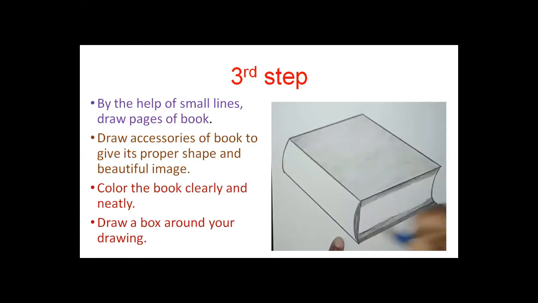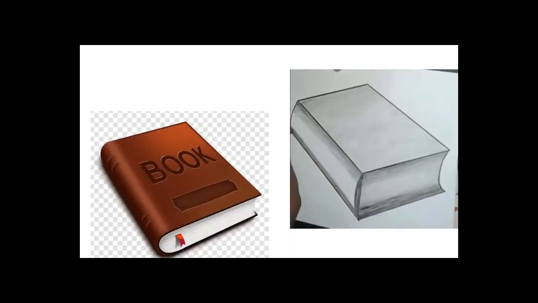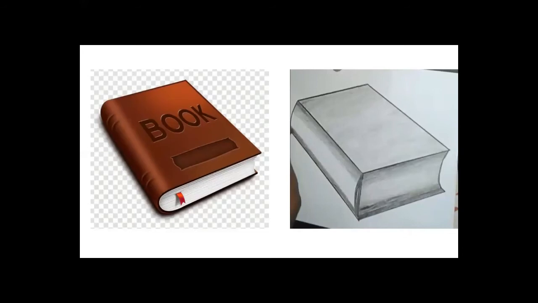Draw a box around your drawing. After completion of the diagram, you will draw a box and write the name. Now I will show a book. This is the diagram which you have completed.